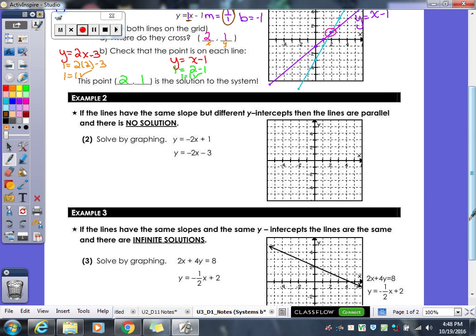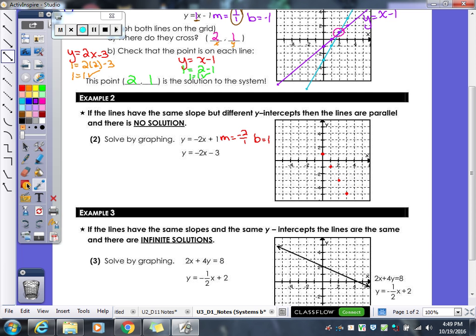So taking a look at our next example, again, we've got two lines, so we need to graph them. State our slope and our y-intercept. So my slope here was a -2, so it's -2 over 1. Here my b is a 1. So I start at the 1 and then I go down 2 to the right 1. Down 2 to the right 1.